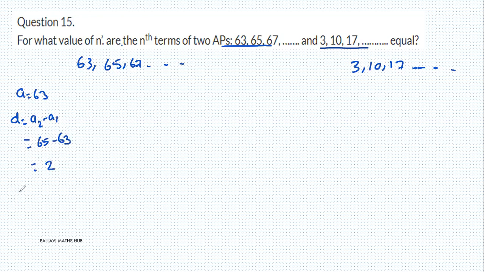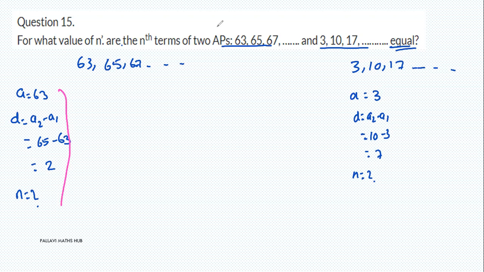Okay. Next, you need to find out the value of N, where the two given APs are equal. Okay. So here A is equal to 3. D is equal to A2 minus A1, 10 minus 3 is 7. And N is equal to question mark. You need to find out. Okay. So here, An is equal to A plus N minus 1 into D. You know the formula. Okay.